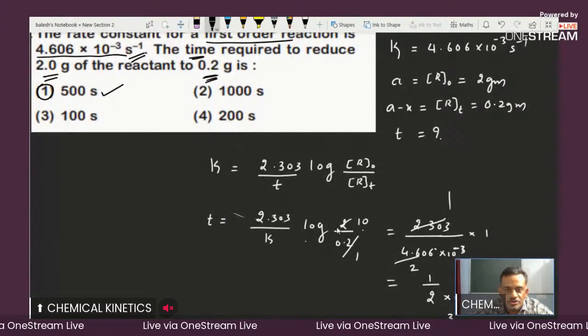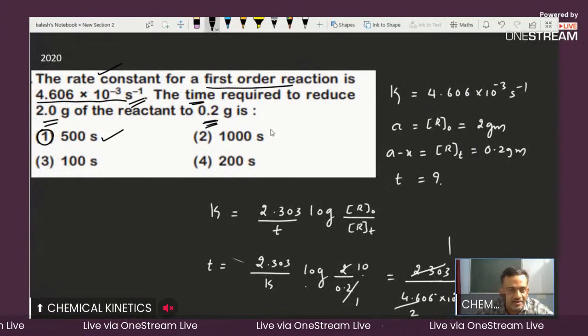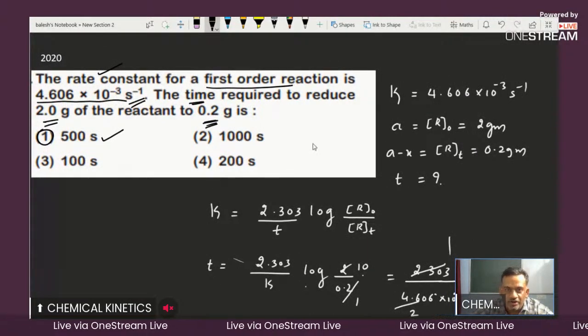So these are the solutions for all the questions of chemical kinetics asked in the NEET exam from 2020 to 2023.